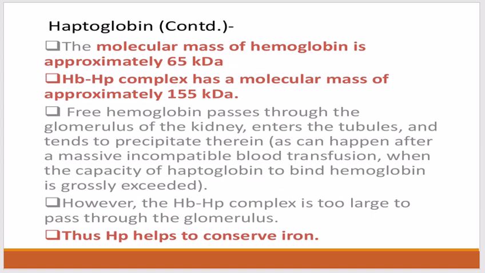The molecular mass of hemoglobin is approximately 65 kilodaltons, and the hemoglobin-haptoglobin complex has a molecular mass of approximately 155 kilodaltons. The free hemoglobin passes through the glomerulus of the kidneys, enters the tubules and tends to precipitate therein, as can happen after a massive incompatible blood transfusion when the capacity of haptoglobin to bind hemoglobin is grossly exceeded. However, the hemoglobin-haptoglobin complex is too large to pass through the glomerulus of the kidneys. Thus, haptoglobin helps to conserve the iron which is present.